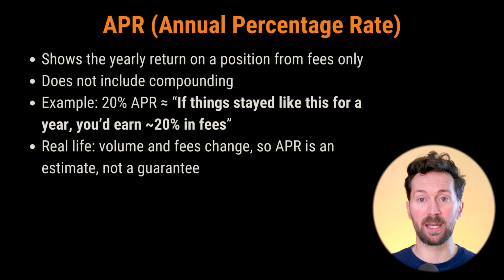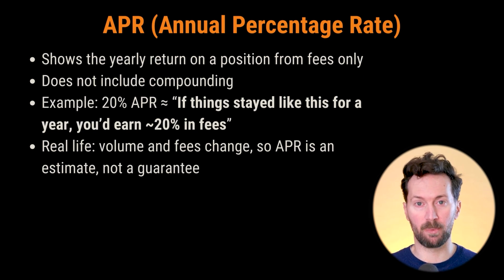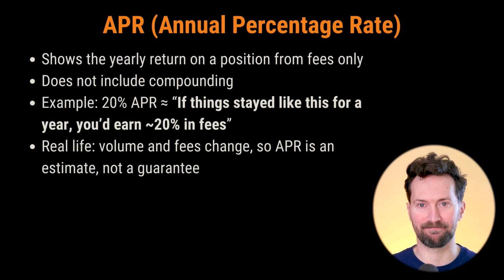When you provide liquidity to a pool, you earn trading fees. And protocols often show you an APR to give you a sense of the yearly return on that position from fees without accounting for compounding. So if you see 20% APR, that means if things stayed exactly as they are now for a full year, your position will earn about 20% in fees. In reality, volume and fees change over time, so it's just an estimate, not a guarantee.